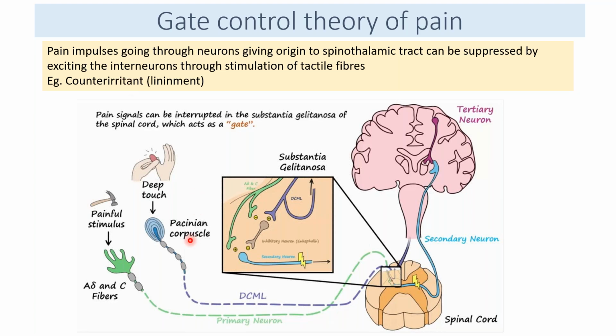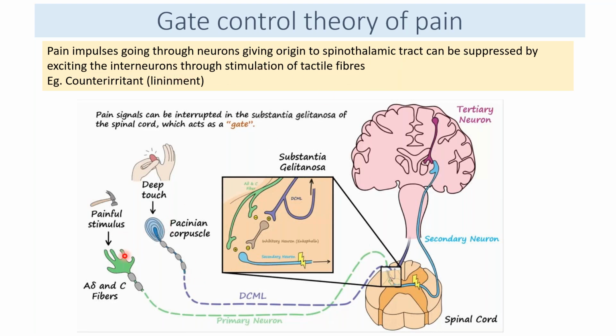Pain is also, for example, this is the touch, deep touch. The touch is carried through the dorsal column or the medial lemniscus. A painful stimulus is carried through the lateral spinothalamic tract, and both reach the spinal cord level and then ascend up to the sensory cortex, right? So what will happen is that the pain impulses going through the neurons giving origin to the spinothalamic tract can be suppressed by exciting the interneurons through stimulation of tactile fibers.